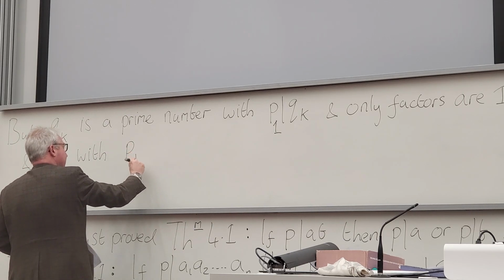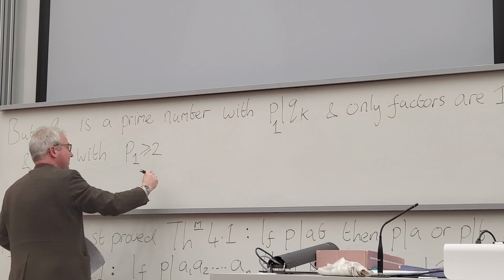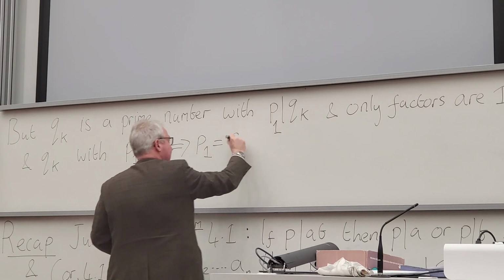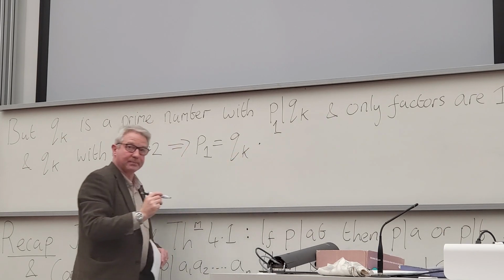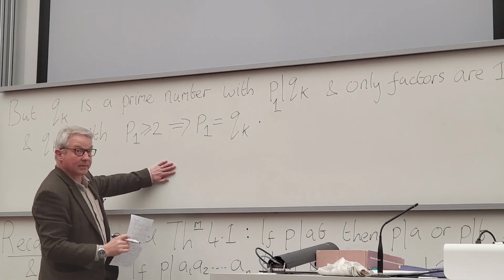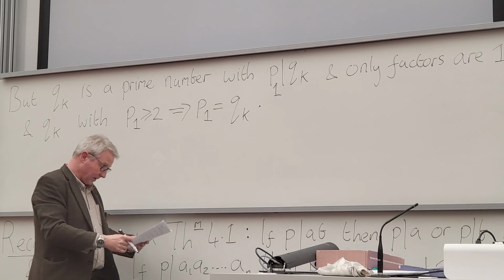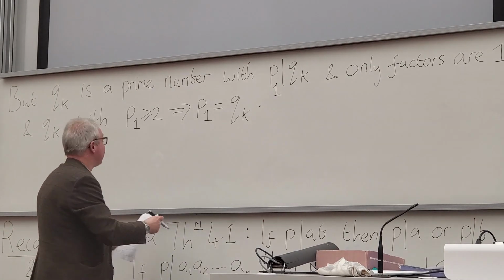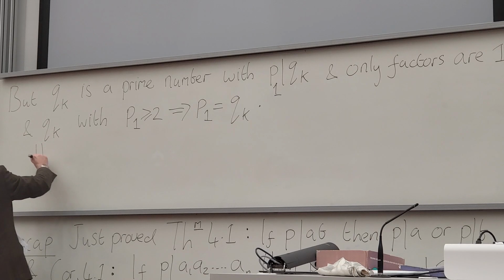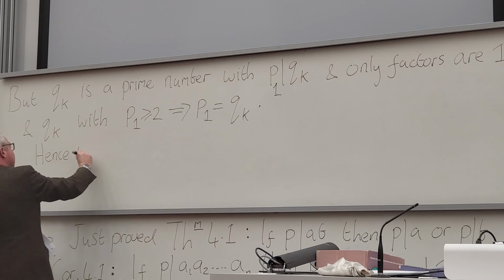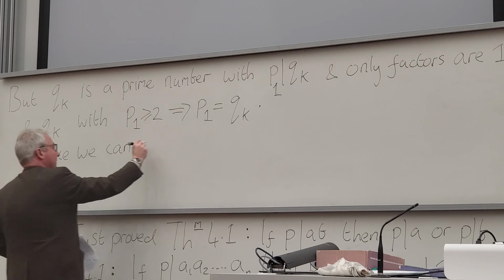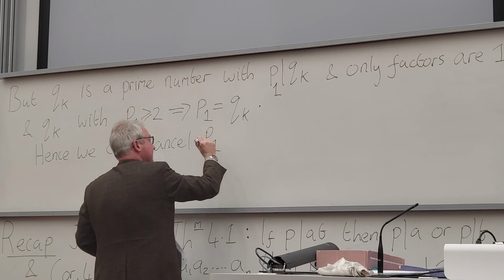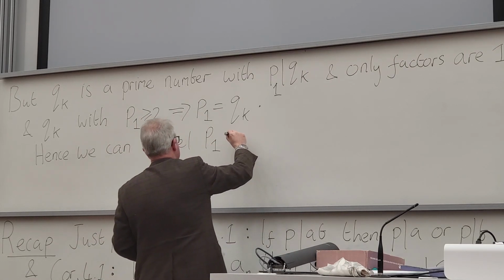But P1 by definition is greater than or equal to 2, which implies P1 equals Qk. So we can now cancel P1 with Qk. And that will give us P2 to Pn is the product of the Q's with Qk missing.